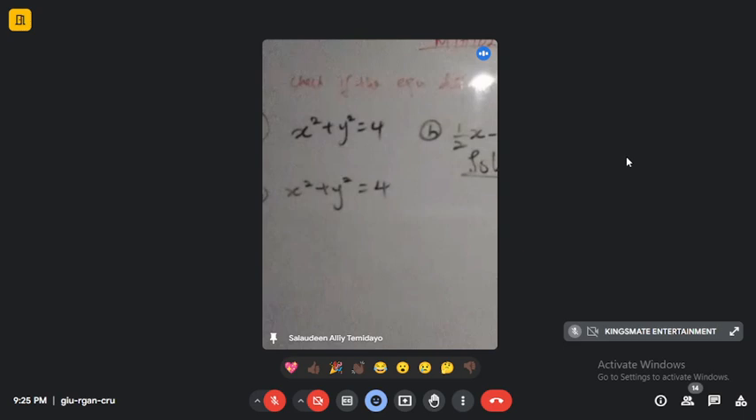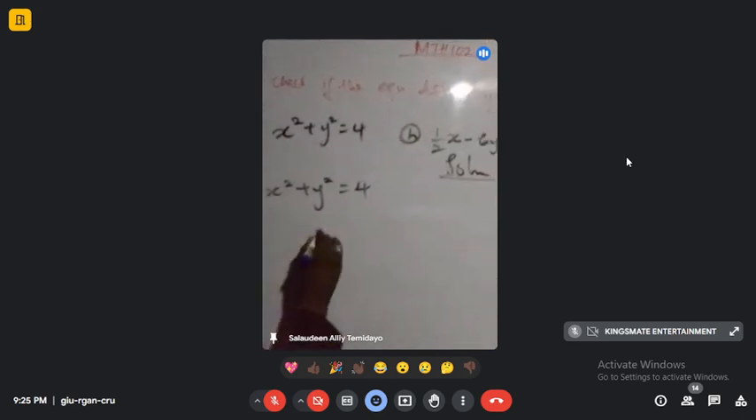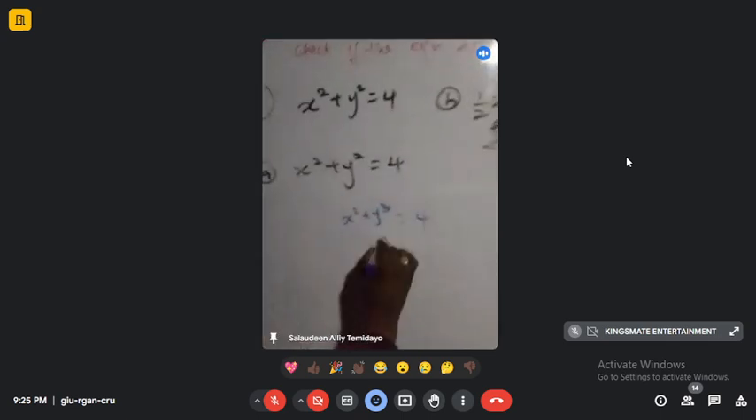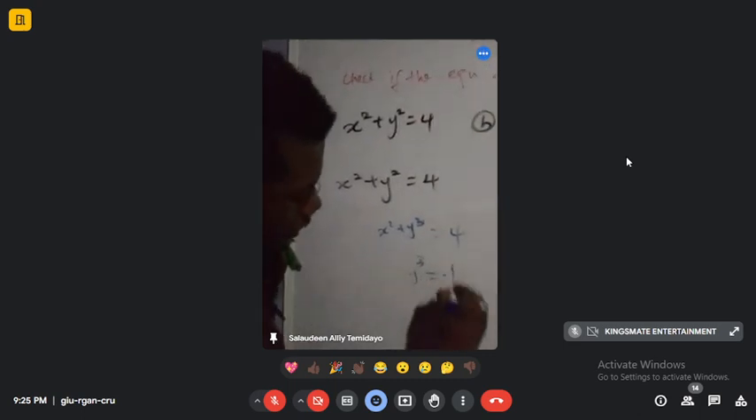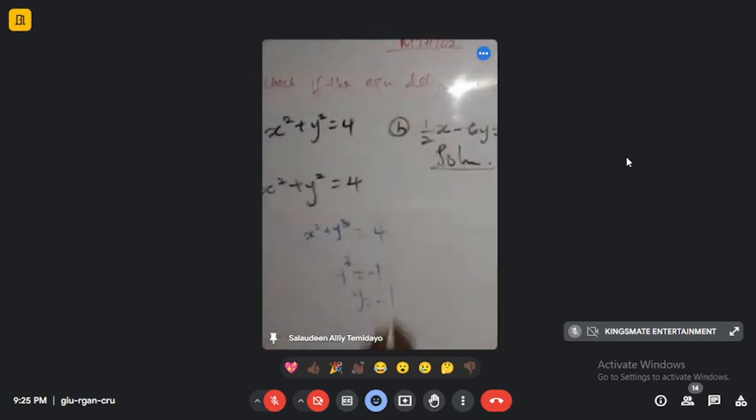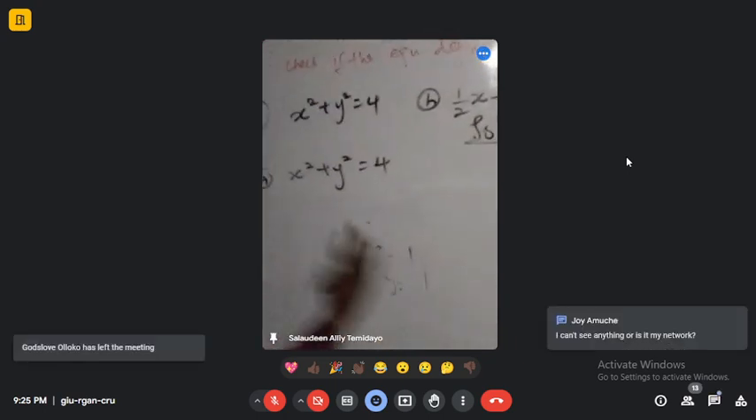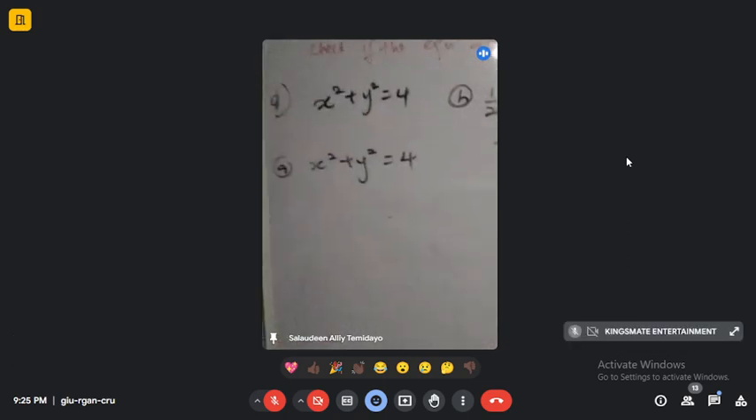So in some cases, let's see, like x squared plus y cubed equals 4, and if y cubed equals -1, then y equals -1. So I can say, if it's equal to two, if it's equal to an even number.